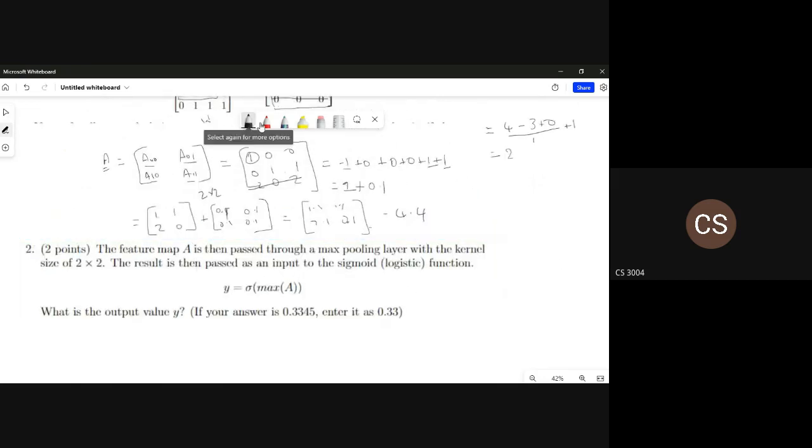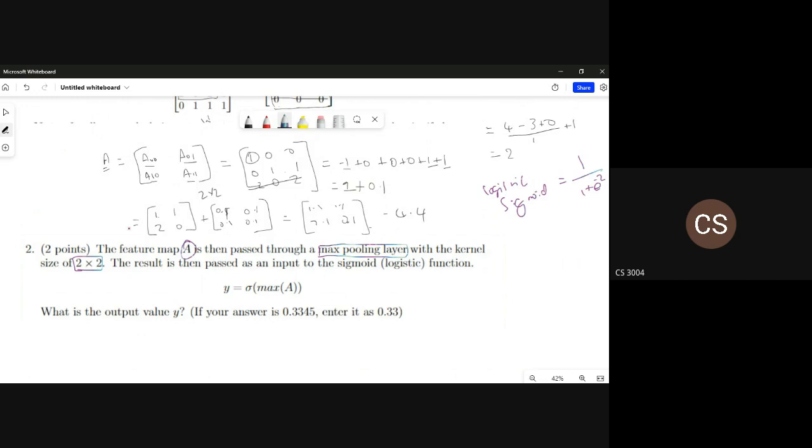So the next question asks you about something called a max pooling layer. That's fine. Some max operation is being taken with a kernel of size 2 by 2. The result is then passed as an input to the sigmoid or logistic function. Typically, when we use this word sigmoid, you just assume this as logistic sigmoid. So it is always going to be the 1 by 1 plus e power minus z formula. No other formulas.